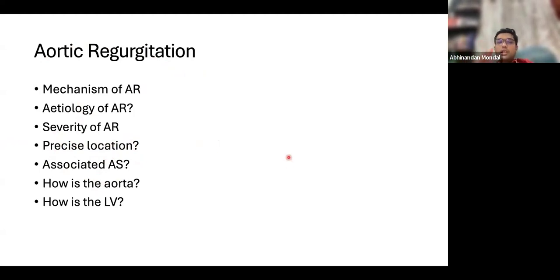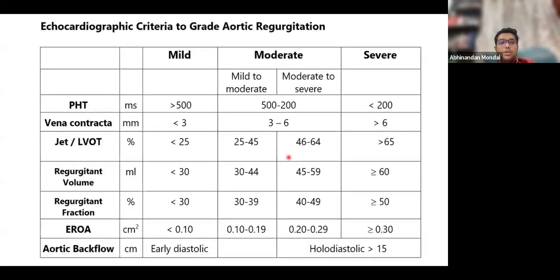Whenever you are dealing with any regurgitation or stenosis of any valve, always think of the chamber before and the chamber after. So what are the echocardiographic criteria to grade aortic regurgitation? There is PHT, vena contracta, jet width by LVOT, regurgitant volume, regurgitant fraction, EROA, and aortic backflow. In case of severe AR, the PHT becomes less than 200. For vena contracta, more than 6.